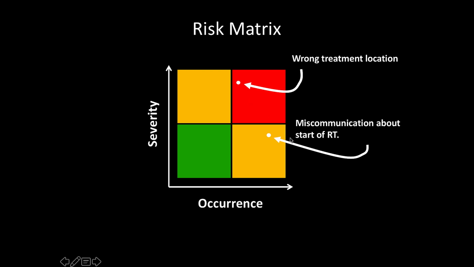The miscommunication about the start of chemotherapy, maybe the clinician decides this is in the middle to low severity end, but then it occurs more frequently than the other one. So it puts it at a lower risk just because of the severity of it.